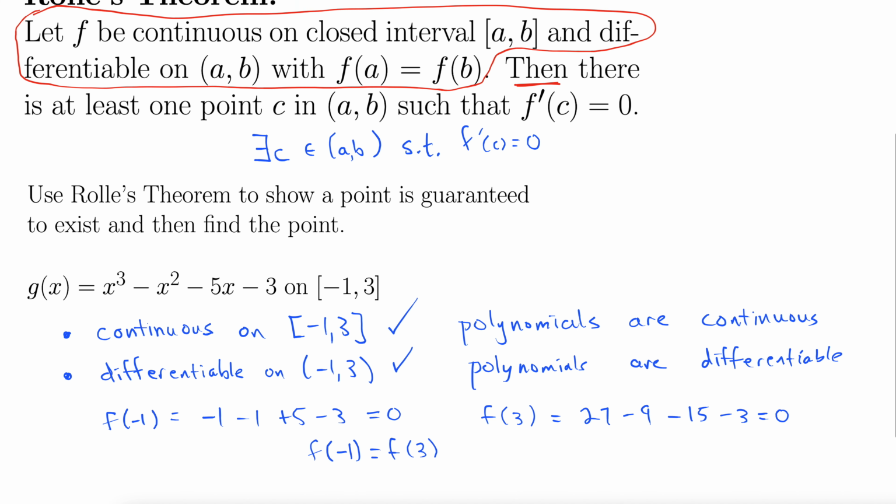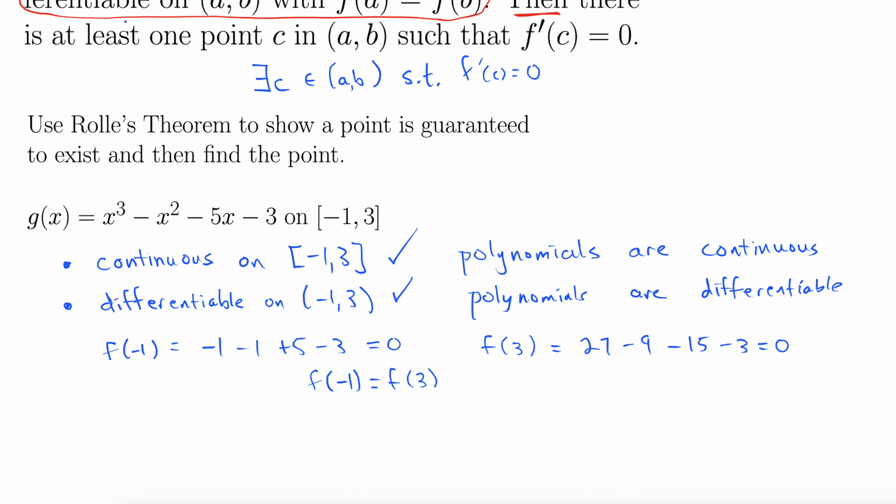Okay, so let's go on here. So then we can say by Rolle's theorem, RT, there exists a C in, okay, you don't have to use the fancy math language, I'm just going to write negative 1 to 3, such that, I'll write that part out, f prime of C equals 0. Rolle's theorem has guaranteed us the existence of such a point.